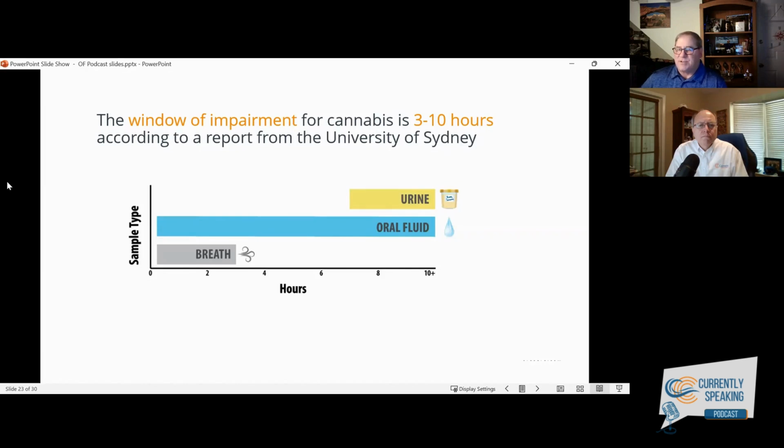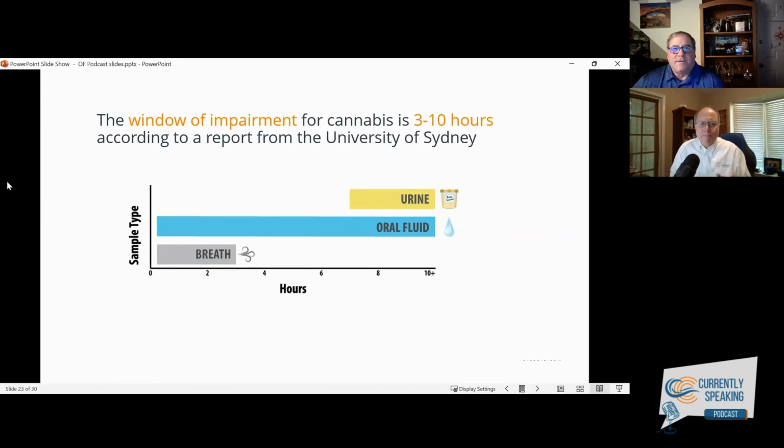With a rapid test, you're typically finding it well within that 10-hour window. Lab-based testing can sometimes go a little longer. It depends on the concentration. The reports have shown that you can get a positive in oral fluid for marijuana out to about 24 hours. But the rapid tests are definitely more in that 10-hour window.